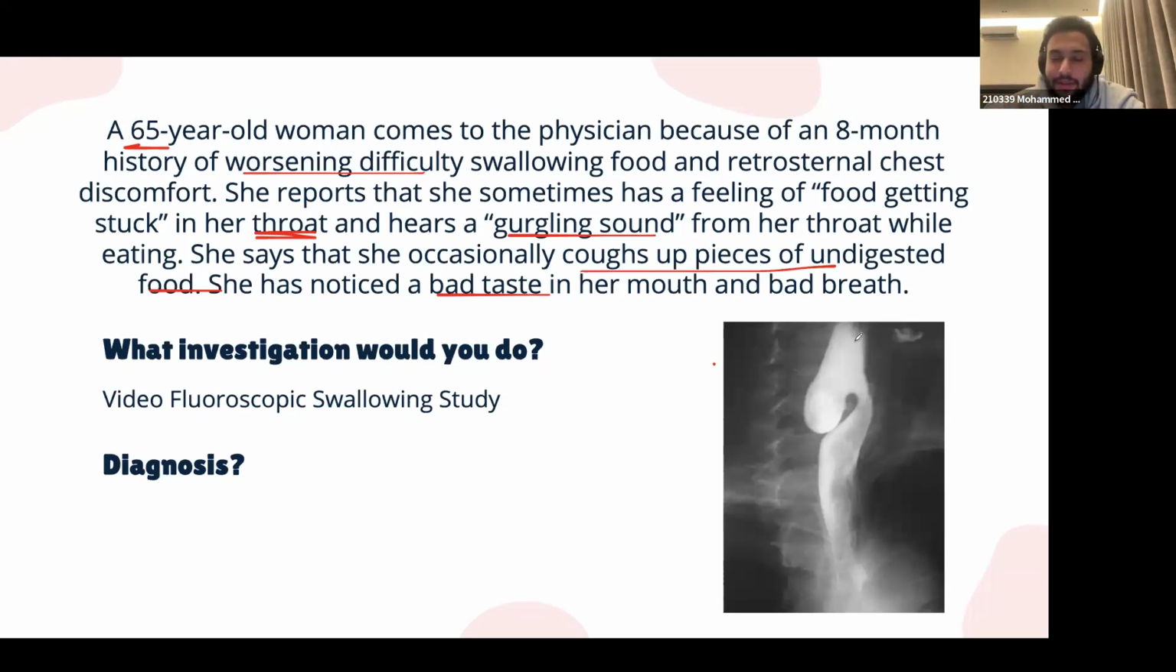Zenker's diverticulum. Good. So this is the normal esophagus. It's supposed to go like this. Obviously, it should be straight. However, there's an outpouching, which is the diverticula here. Now, an important question for you guys: where is this diverticulum? Where is the anatomical defect of this diverticulum?